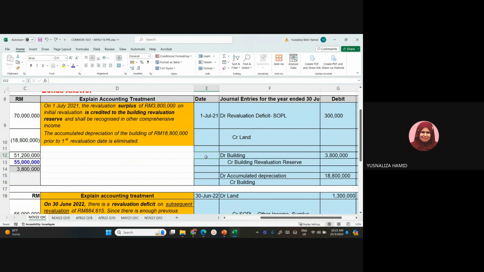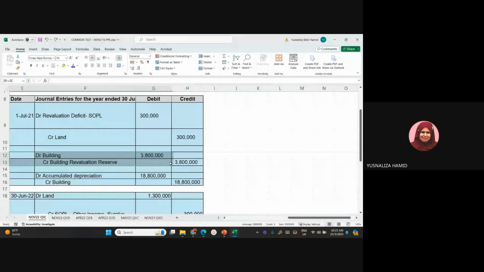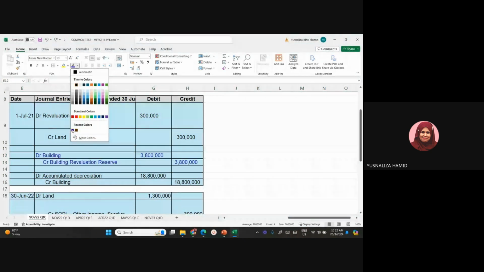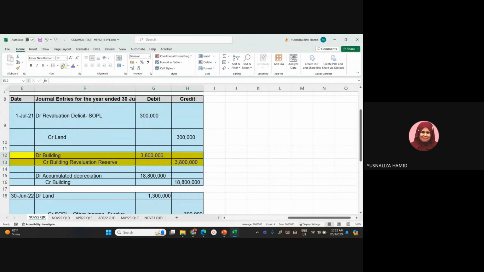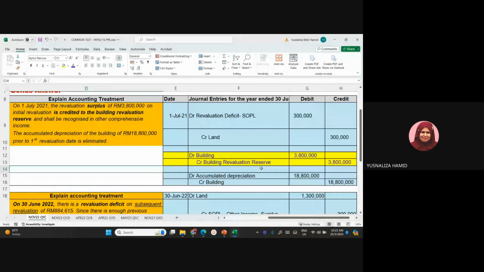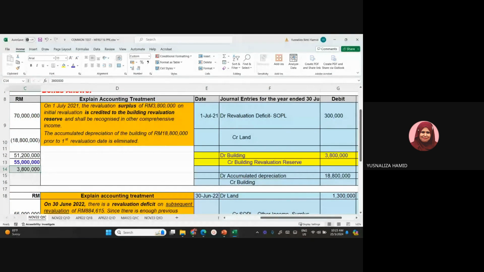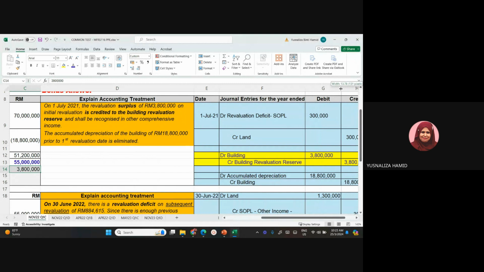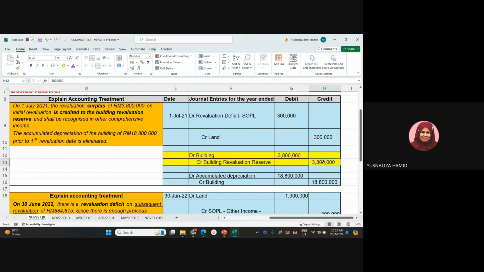here. So you can see here, this is the journal entry for building. I colored it a different color for you. I will put it blue here, the one in blue, and I'm going to change the background, the one in yellow here. So first you debit building with 3.8 million, right? The second one is that you will credit the asset revaluation reserve, which is called building revaluation reserve, also with 3.8 million here.